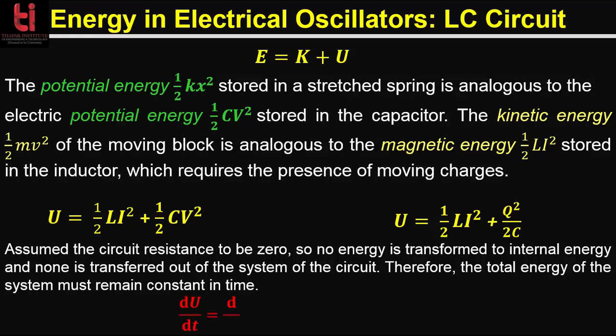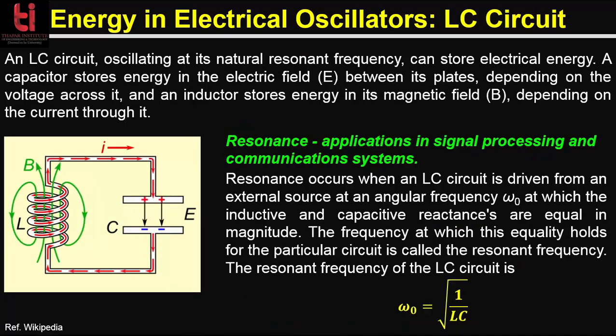So we can say that the first derivative of the total energy with respect to time is equal to 0. That means d by dt of this total energy, that is half L i square plus Q square by 2C, is equal to 0. So we can rewrite this expression and say that Q by C into dQ by dt plus L i into di by dt is equal to 0. So that means an LC circuit oscillating at its natural resonant frequency can store electrical energy.